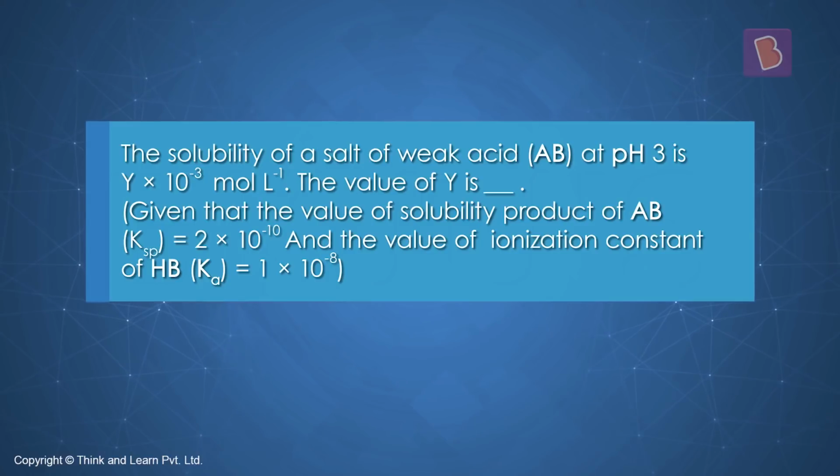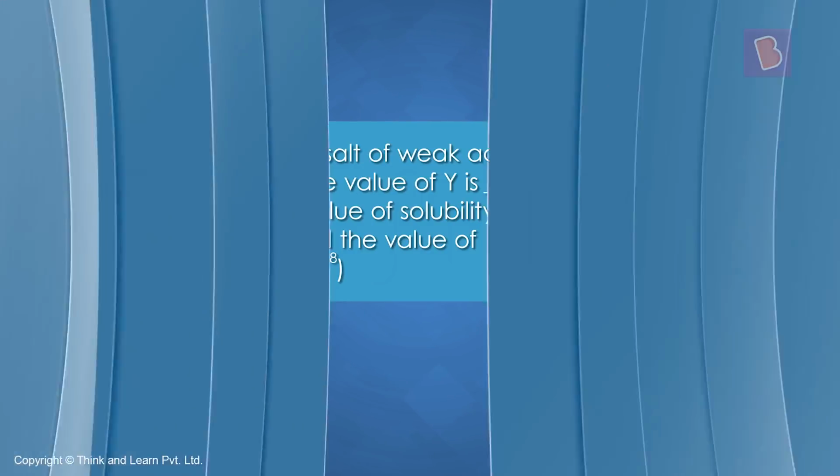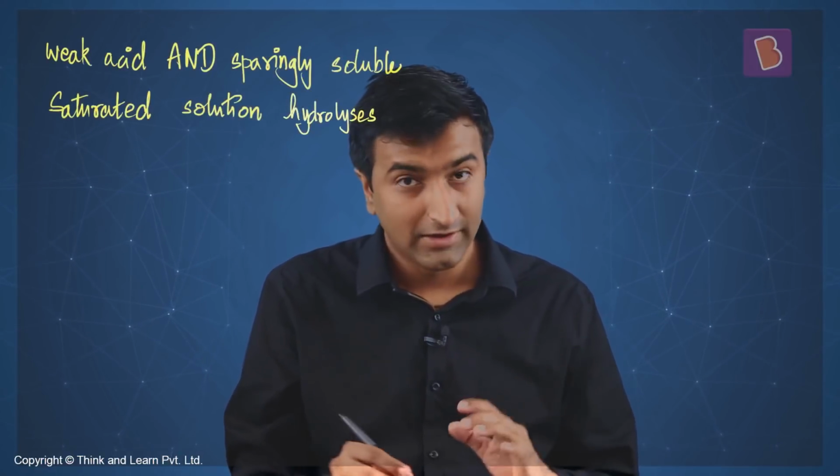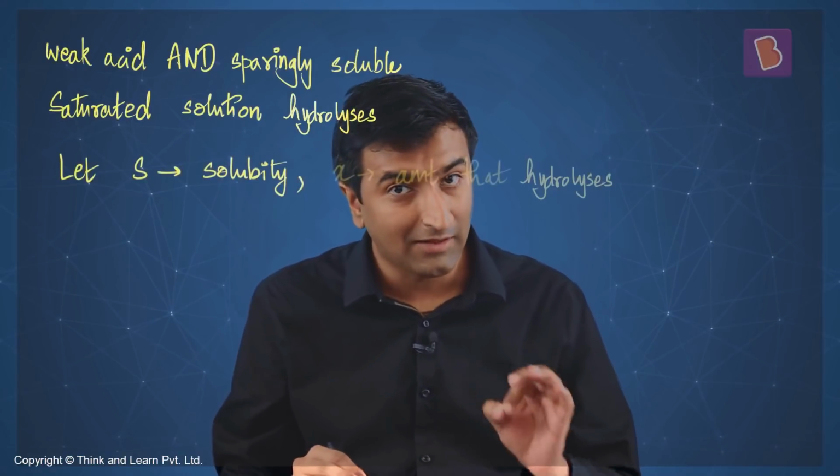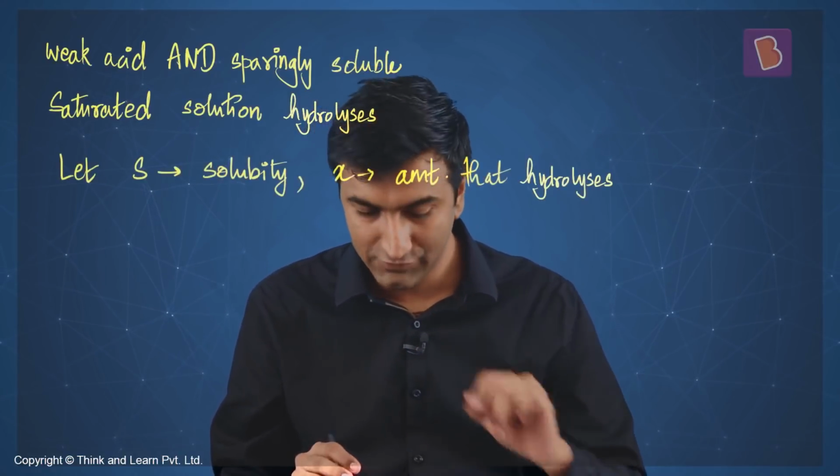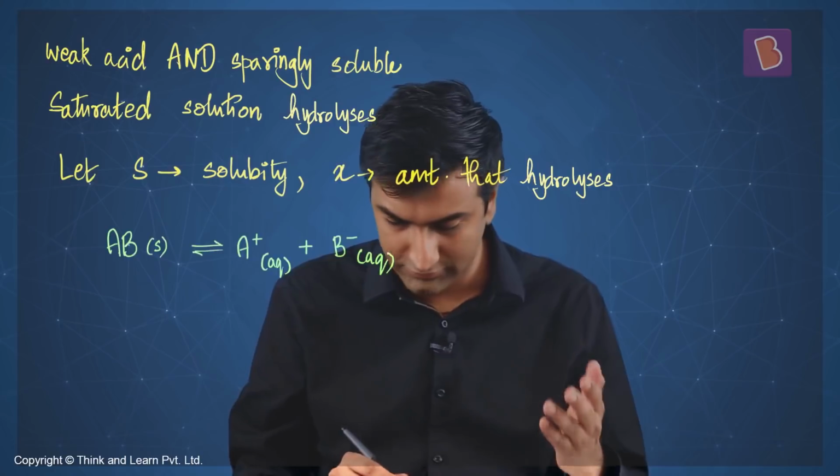So let's see. Let's figure out what this solubility should be like. Firstly, it's a weak acid and sparingly soluble, and the saturated solution hydrolyzes. These are two ideas we'll use. If S is solubility, X can be the amount that hydrolyzes. Let's do that one by one. Okay, so this is at saturation.